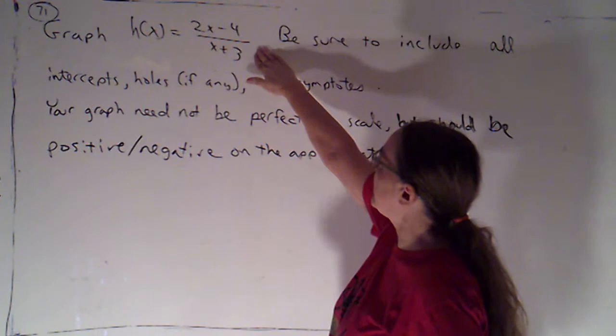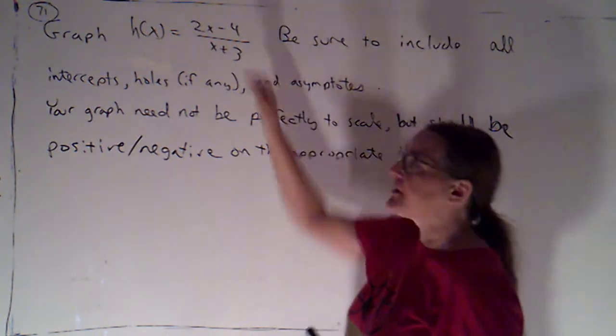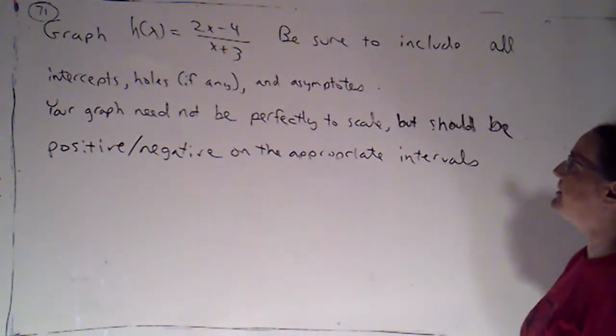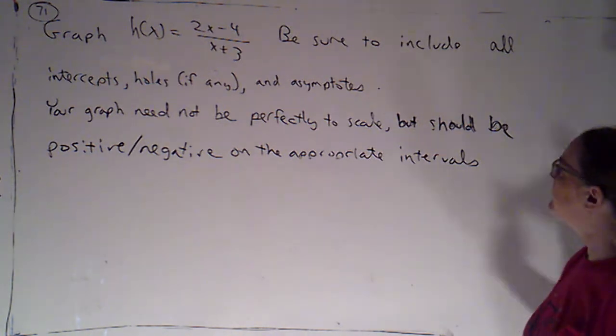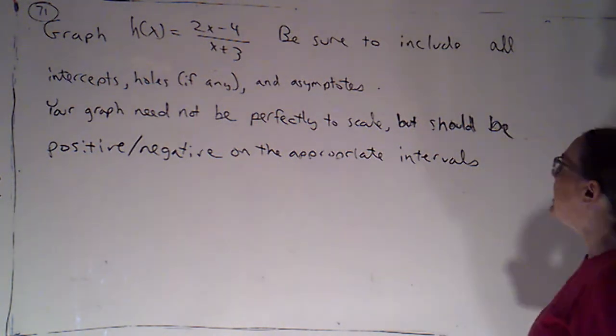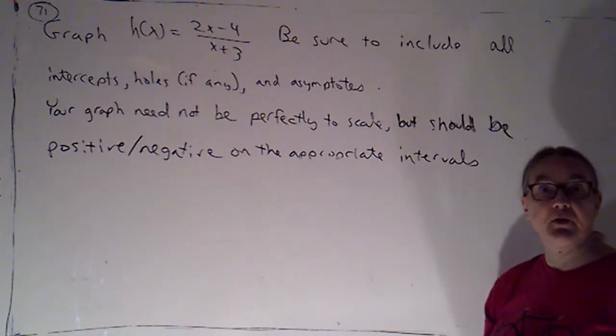H of x is 2x minus 4 over x plus 3. And I want you to graph it, including the intercepts, holes if there are any, and asymptotes. Again, it doesn't need to be perfectly to scale, but should be positive and negative on the appropriate intervals.